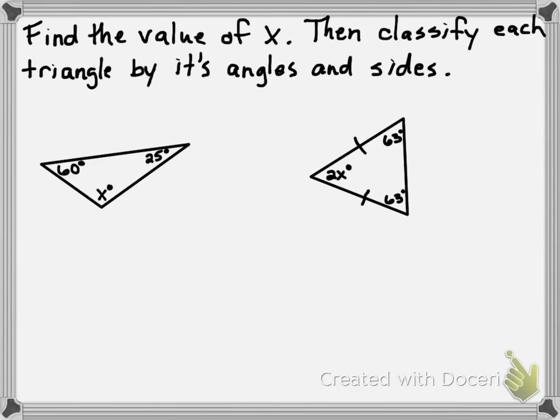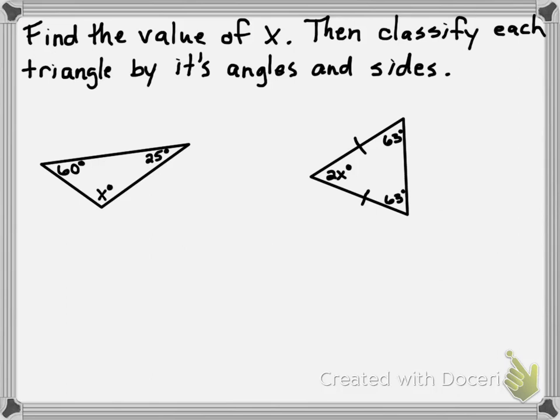Okay, so you've got two triangles here. This one has a 60 degree and a 25 degree angle, and then an x. This one has 63 degrees, 63 degrees, and a 2x. So you need to find x, and then you need to classify the triangle.